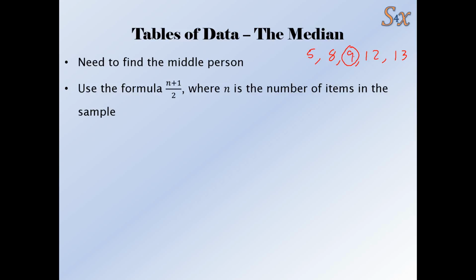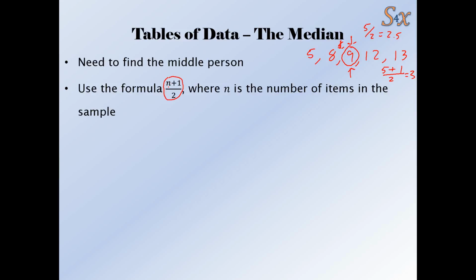But if I've got 5 items of data, and I just did 5 divided by 2, I would get 2.5. Now 2.5 is somewhere between the second and the third value. So that's not right. It should be 3. So what I have to do is take n, which is the number of data points, add 1 onto it and then divide it by 2. That gives me 3, which is what I want, that third person, which is in the middle. So it's not quite as simple as just dividing by 2. I have to add 1 on and then divide by 2.